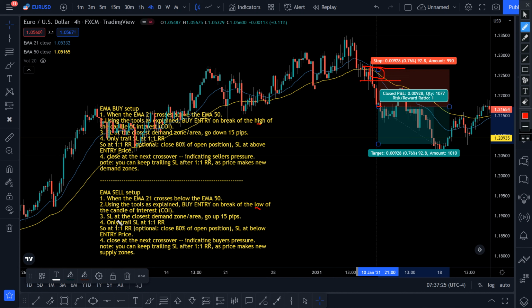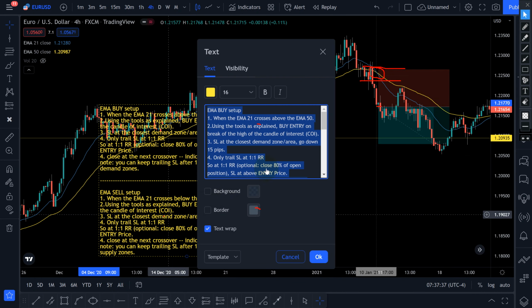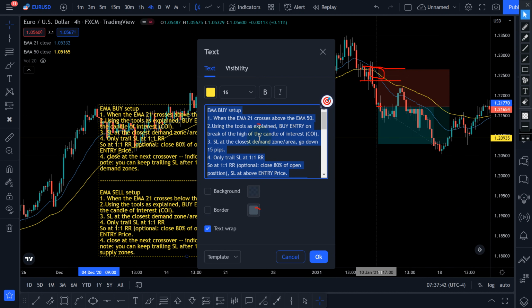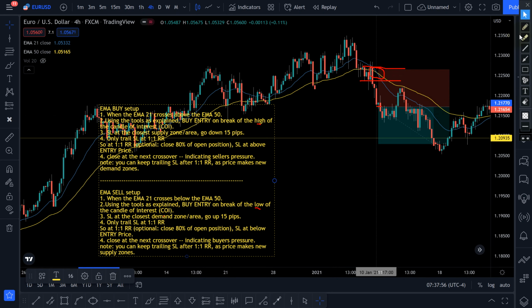You only trail a stop loss at the closest what? At the closest supply zone. Okay, this is supply zone. At the closest supply zone, not demand. Okay, closest supply zone. Good. What next? So this is the closest supply zone. Again, let's repeat the process once more.